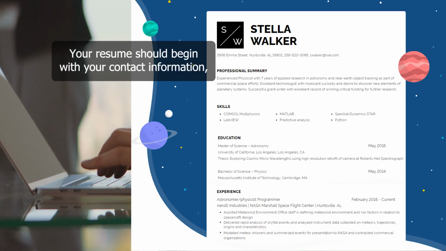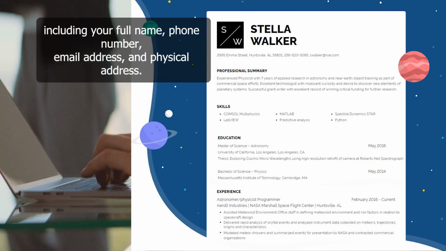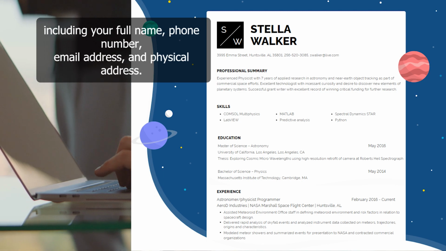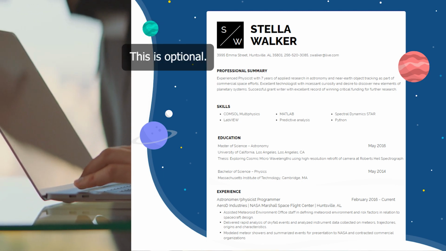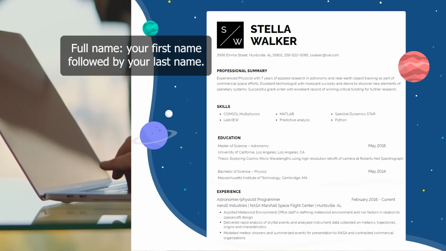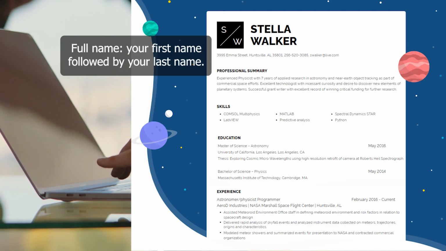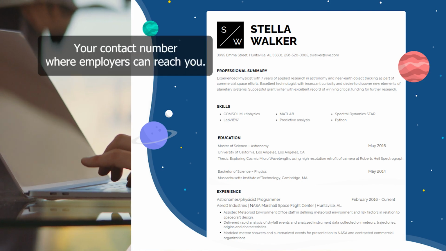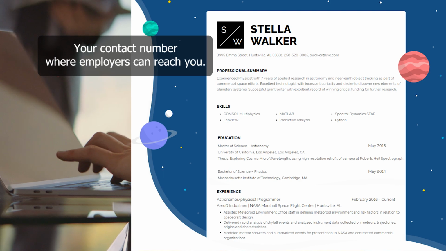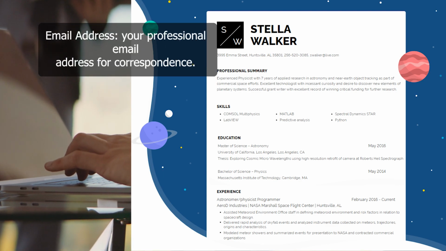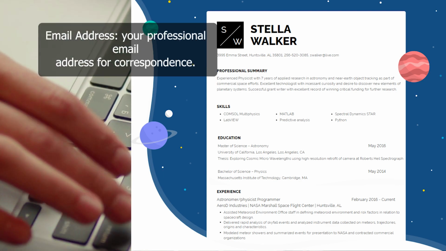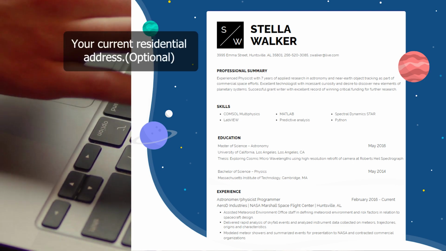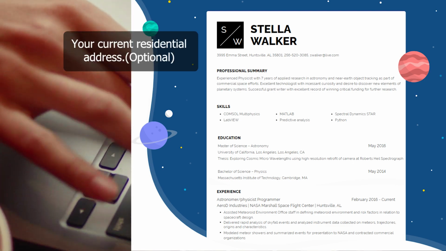Let's start with the basics. Your resume should begin with your contact information, including your full name, phone number, email address, and physical address. This is optional. Full name: your first name followed by your last name. Phone number: your contact number where employers can reach you. Email address: your professional email address for correspondence. Physical address: your current residential address, optional.